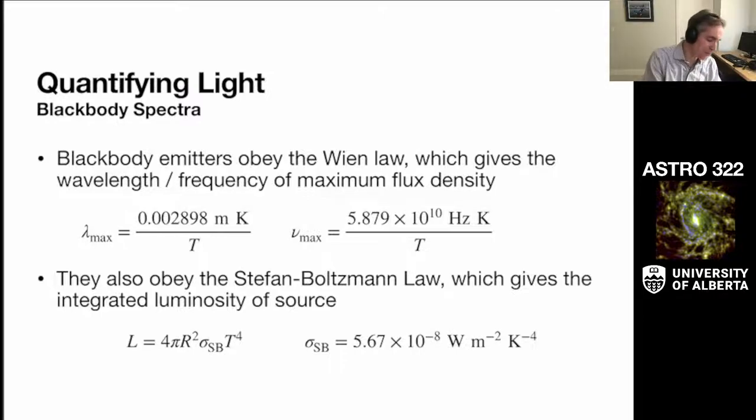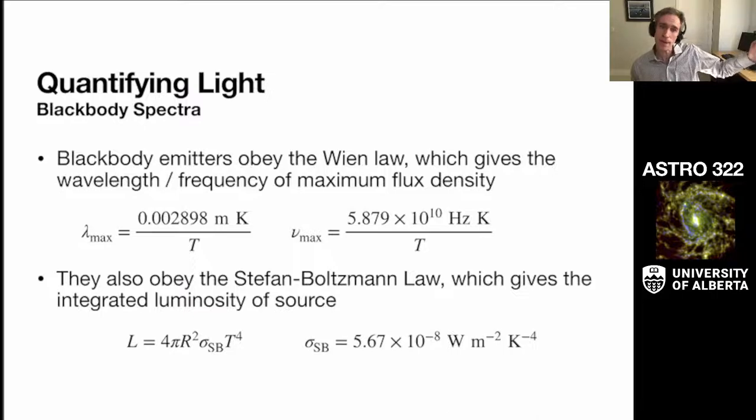You take the derivative of that function and you get this relationship between the peak wavelength and the temperature of the object, or the peak frequency and the temperature of the object. We're often used to seeing this as lambda max equals 2.898 millimeters times Kelvin, divided by temperature. So you can plug in the temperature and that tells you the peak wavelength, or plug in the peak wavelength and you get the temperature.